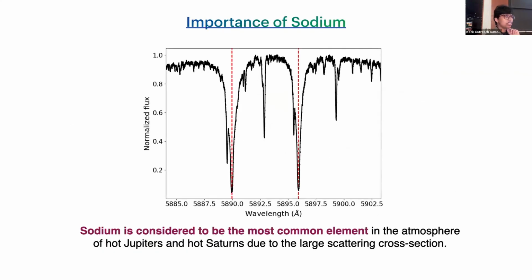Today I'll be particularly talking about the sodium doublet at 589 nanometers. Sodium is considered to be the most commonly detected element in the atmosphere of hot Jupiters and Saturns, mainly because of its large scattering cross-section. This figure is the sodium D line from KPF of WASP-49b, and the vertical lines are the expected rest frame of the lines.